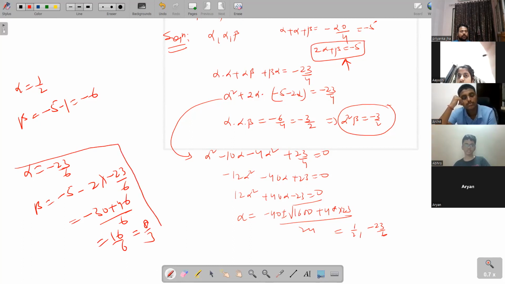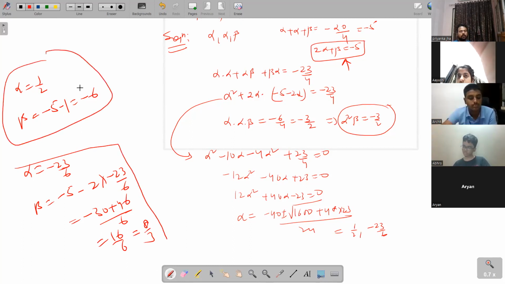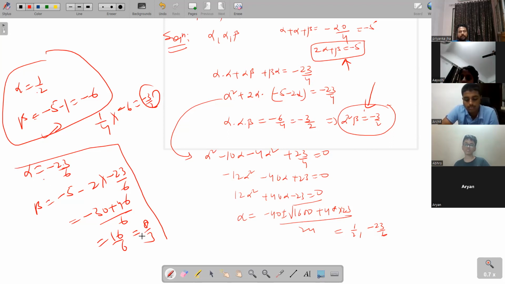Now which value do you need to take? Now put alpha and beta in the third equation and validate. So alpha square is 1 by 4 and beta is minus 6, so this is minus 3 by 2, exactly matching. So this value looks correct. And if you put alpha equal to this and beta equal to this, you won't get minus 3 by 2. So this is not accepted. Understood? Note it down.